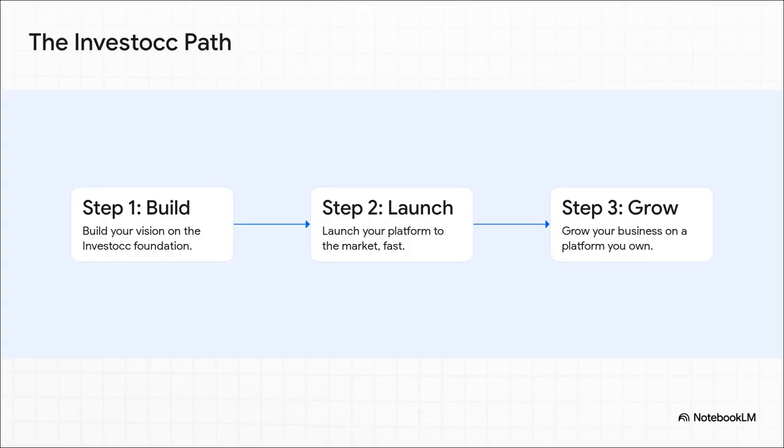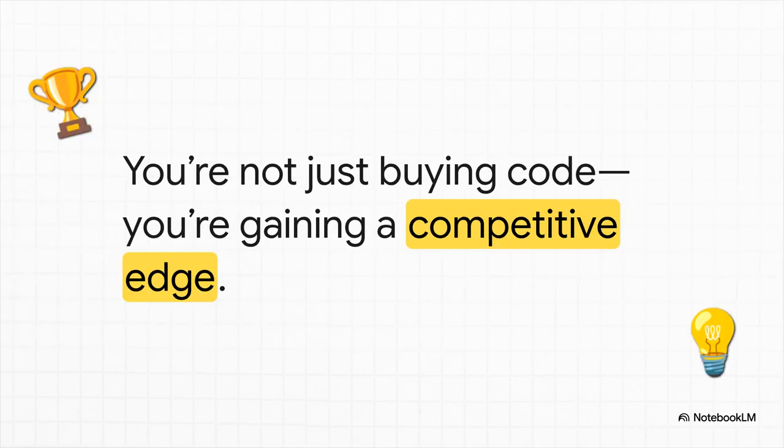So when you put it all together, the whole journey gets simplified way down to these 3 steps. Step 1, build your unique vision on this solid foundation. Step 2, launch your platform and get to market fast. And step 3, grow your business on a platform that you actually own and control. You see, when you look at it like that, you realize you're not just buying some code. You're buying time. You're buying speed to market. You're cutting down on your risk. In one of the most competitive industries on Earth, what you're really gaining is a serious competitive edge.